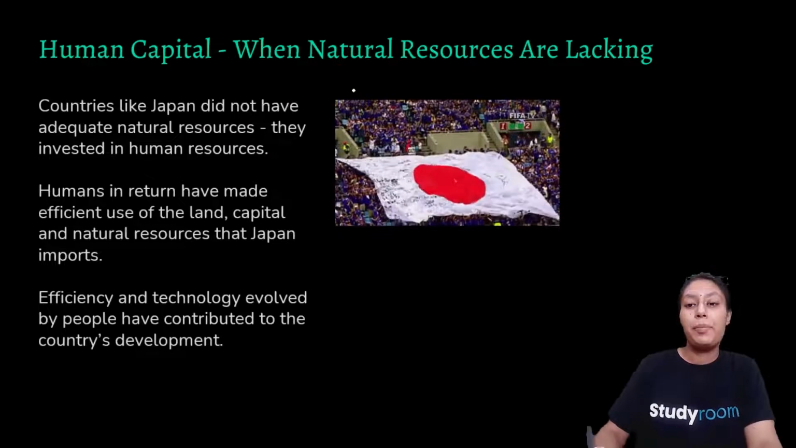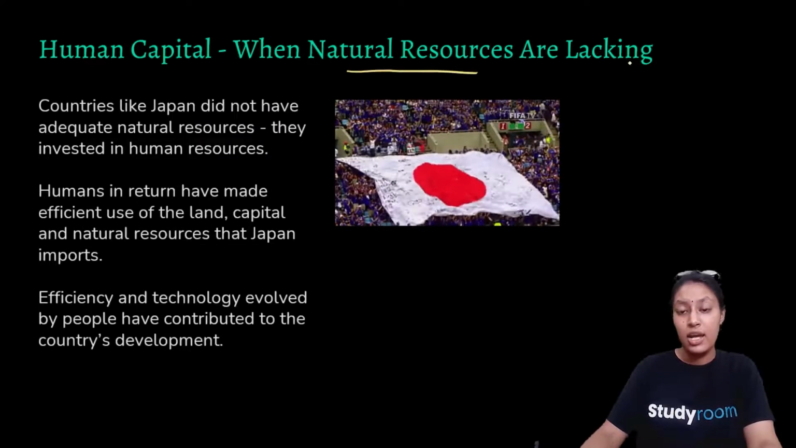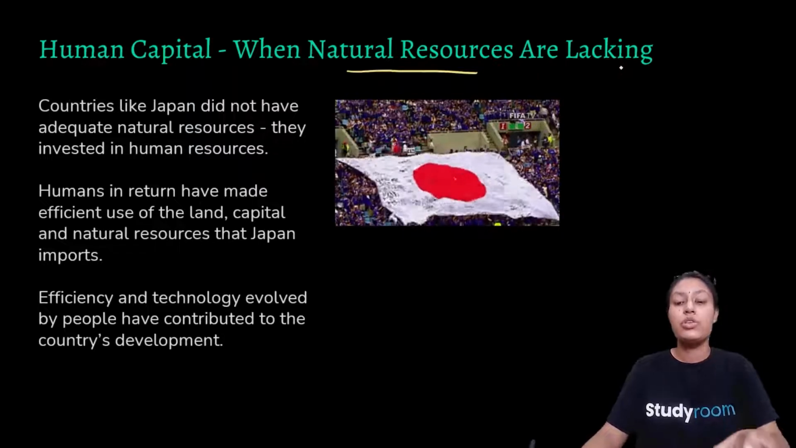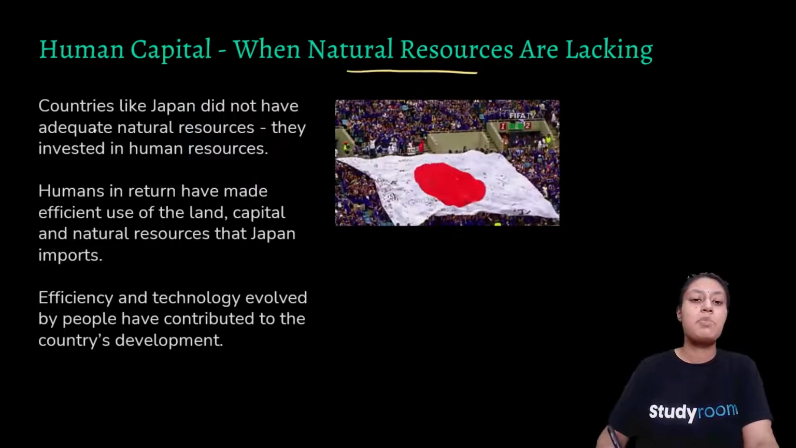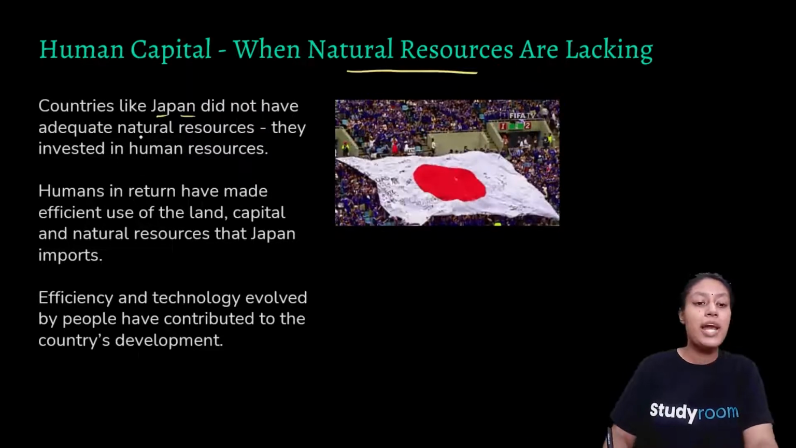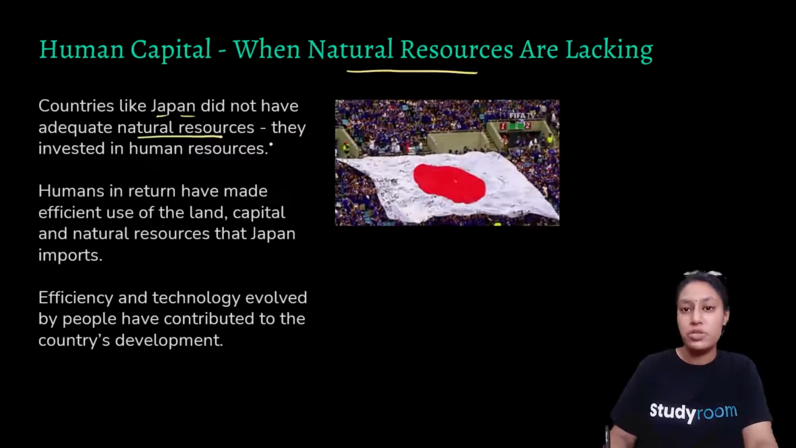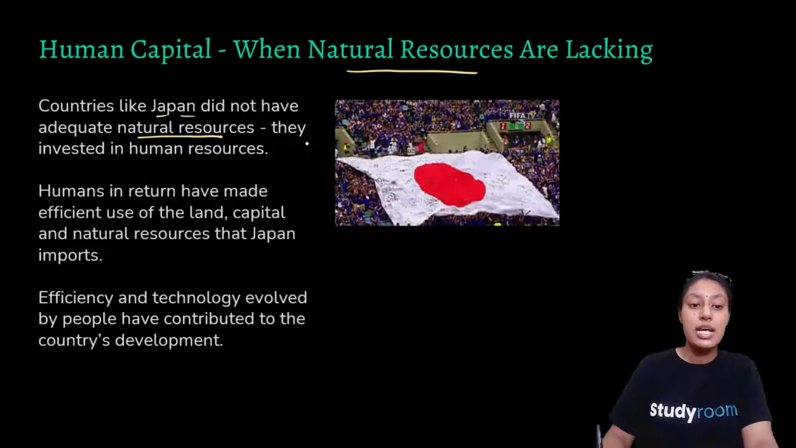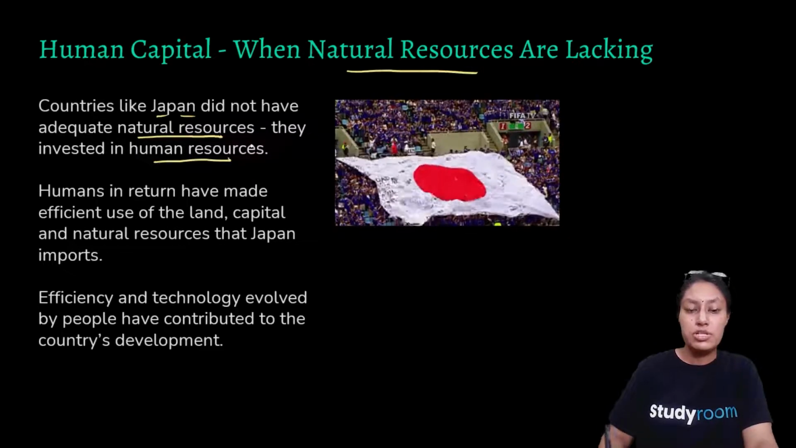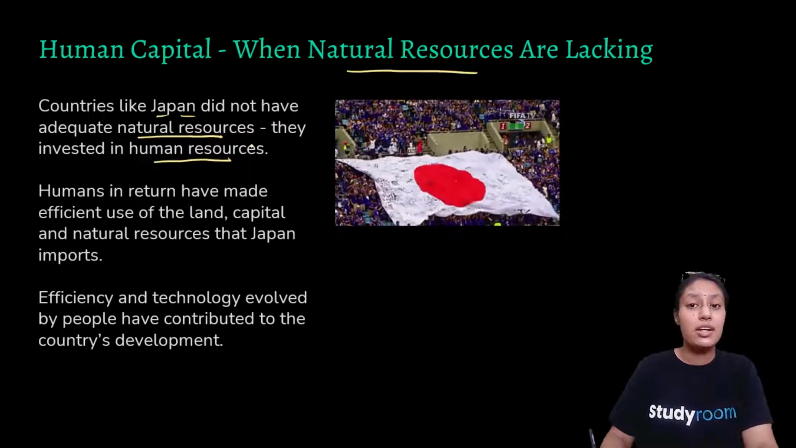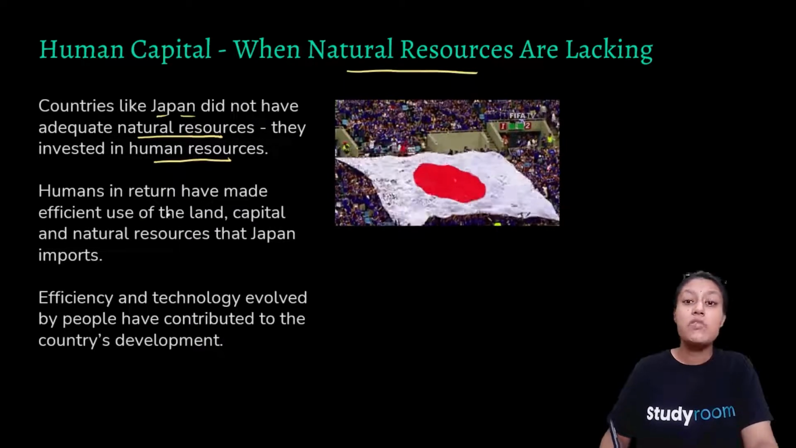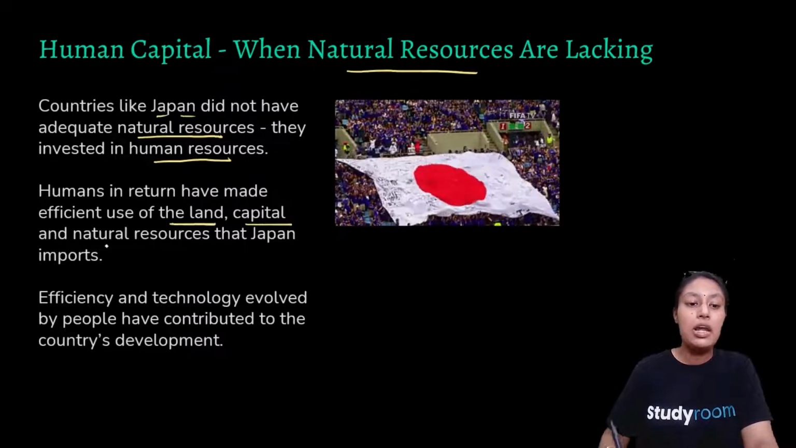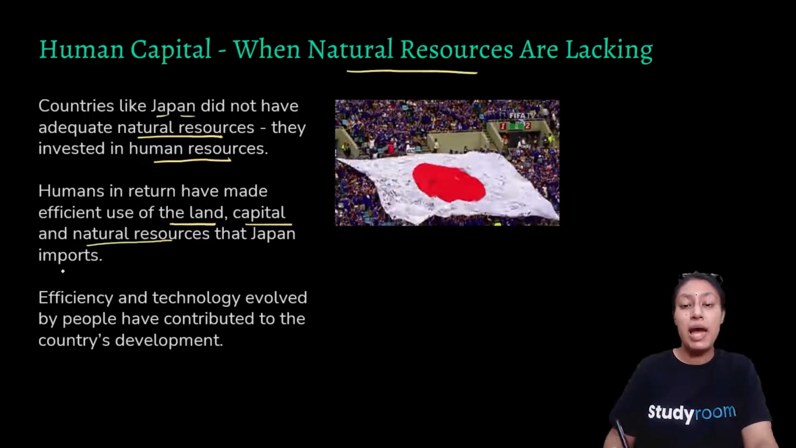Next is human capital when natural resources are lacking. Human capital or human resource is more powerful than any natural resource. Let's understand this by the example of Japan. Japan is a country which does not have adequate natural resources. They have invested highly in human resource. They have invested in human education, their training, their healthcare, their nutrition. So humans in return have made sufficient use of land, capital, and available natural resources that Japan imports today.